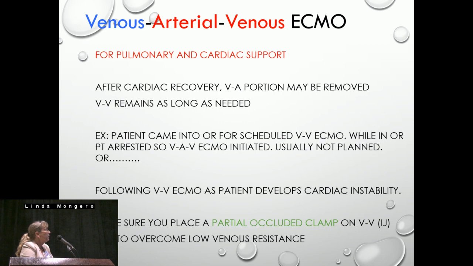Following VV ECMO, as the patient develops cardiac instability, again, when you have this kind of a situation, as you know, blood takes the path of least resistance, so make sure you place a partial occluding clamp on the internal jugular line so that you can overcome the low venous resistance, and you can just match those.